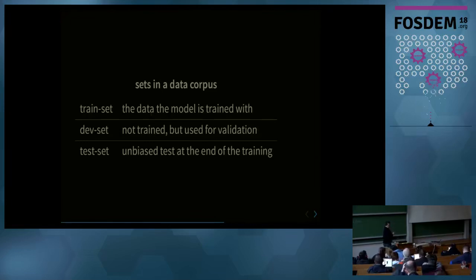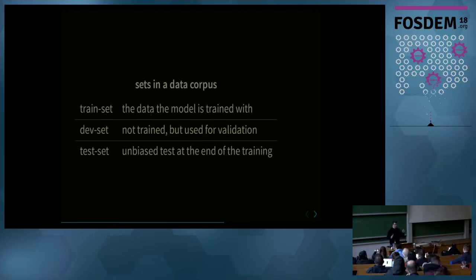Sets in the data corpus, as we already saw: the data that's in the train set is used for training. The dev set is used in every application of the training data for validating that we are still learning and not overfitting. We will come to that later. And the test set is, in the end, an unbiased set that is used after the learning is completely done. You actually do a final test.